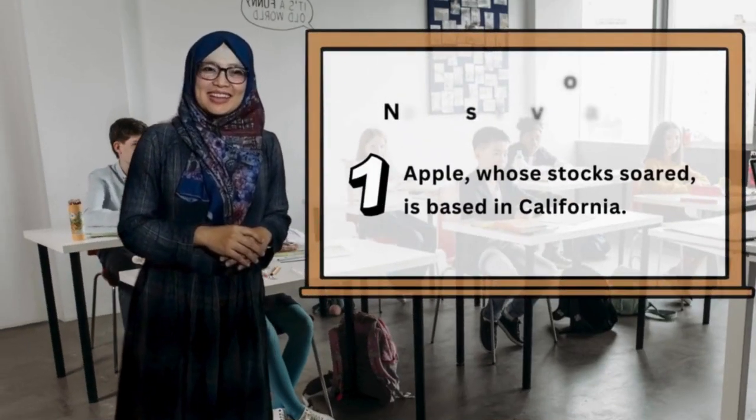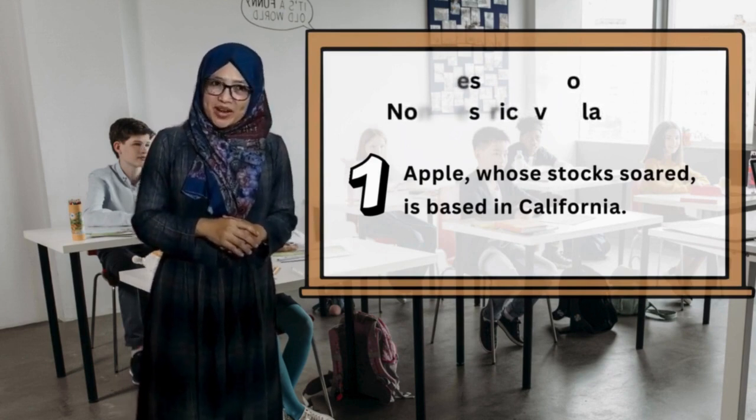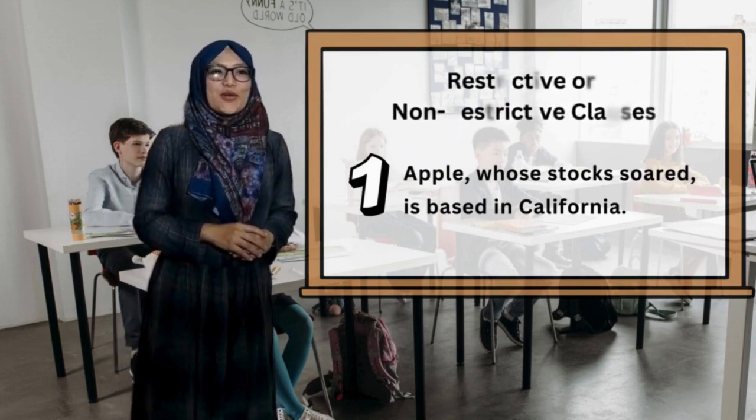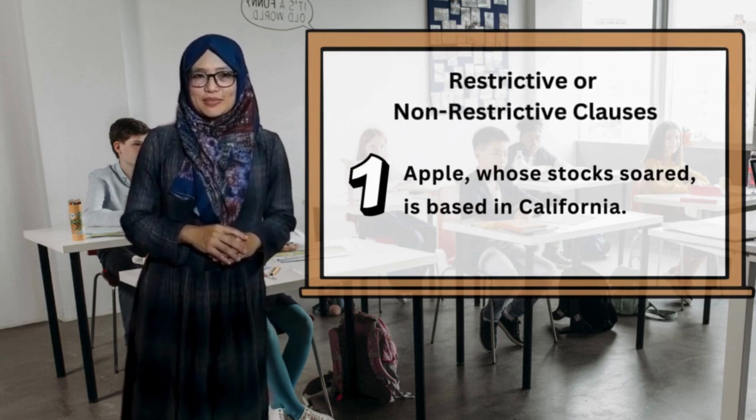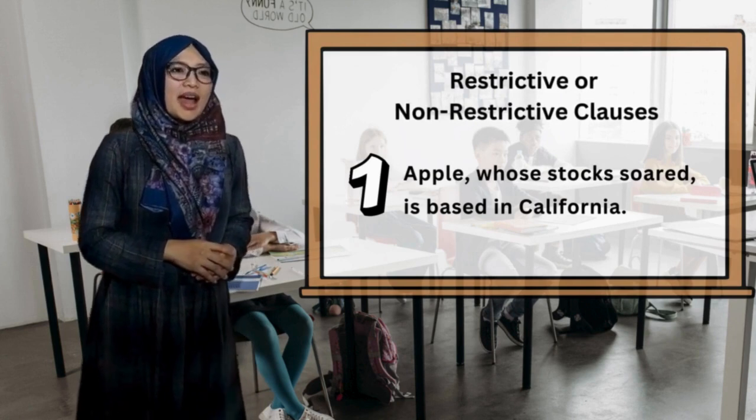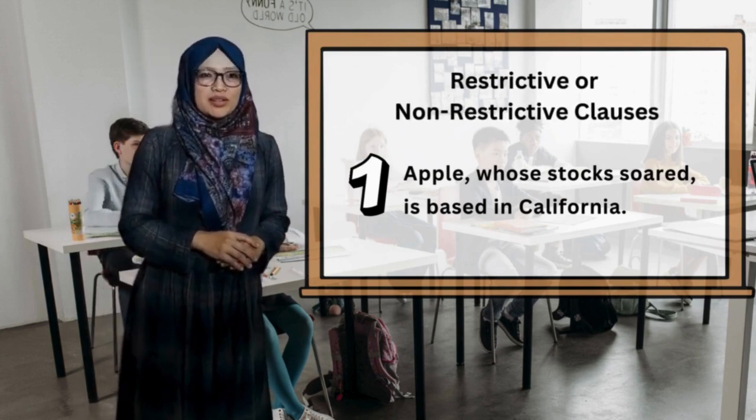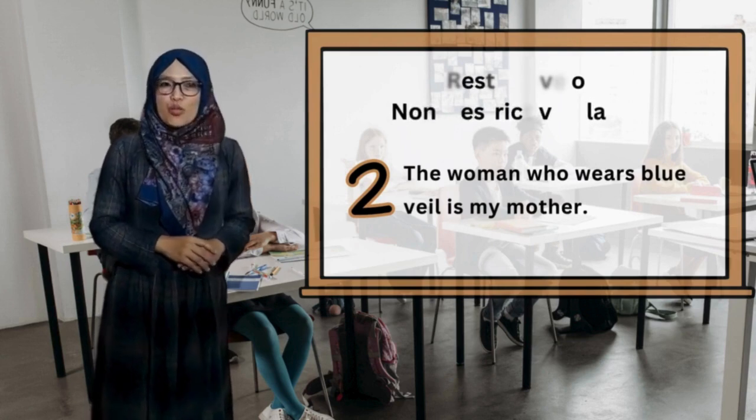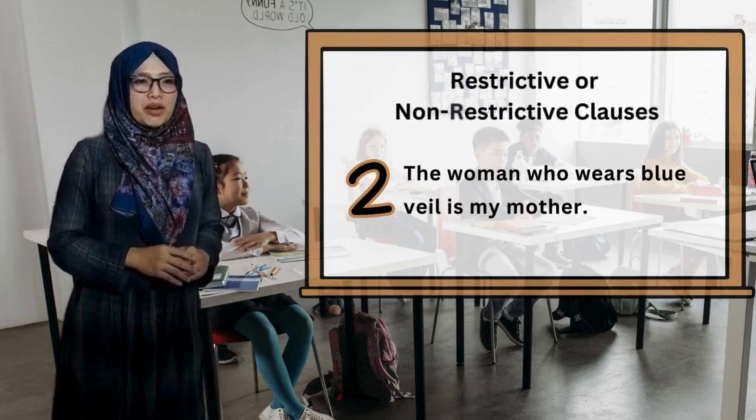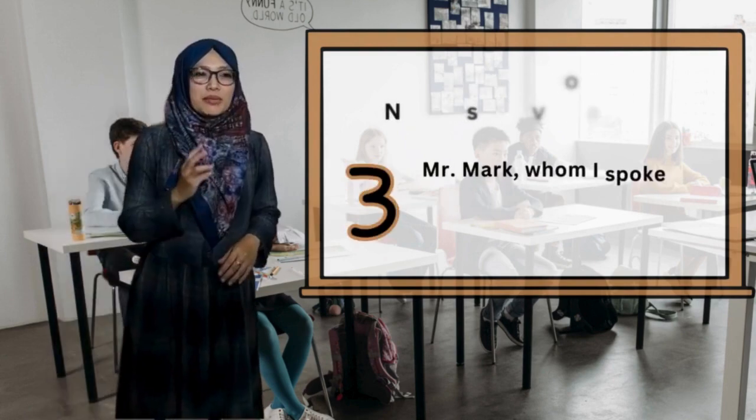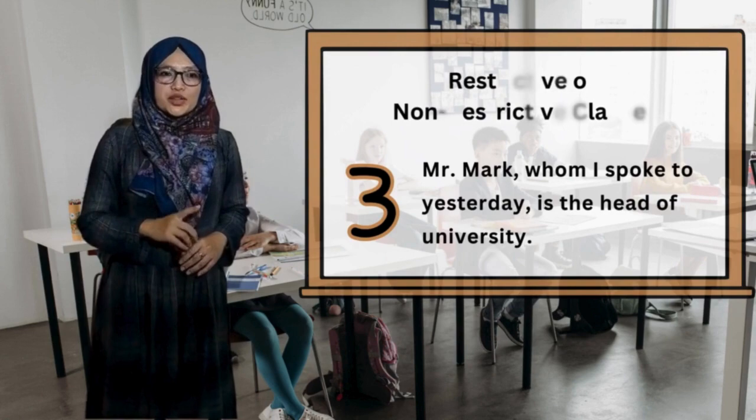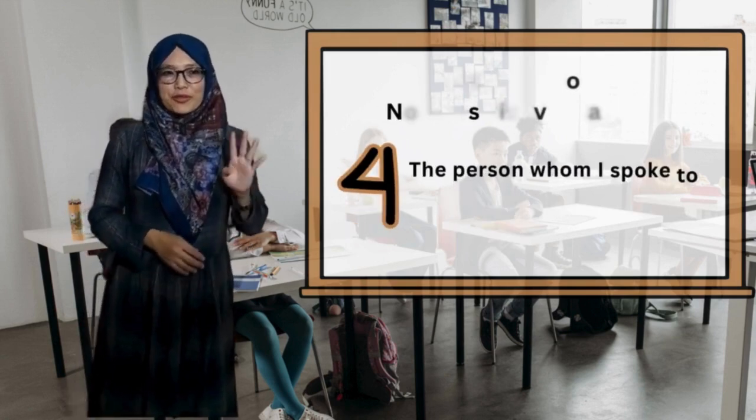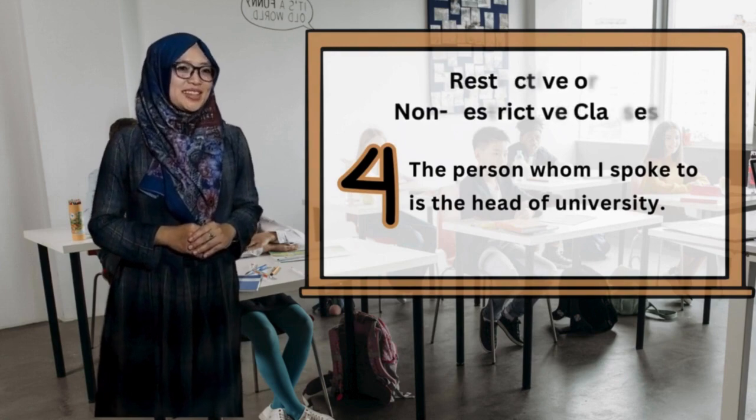Now, let's analyze these sentences. Which parts are adjective clauses and decide whether they are restrictive or non-restrictive clauses. Number 1. Apple, whose stock sort is based in California. Number 2. The woman who wears blue veil is my mother. Number 3. Mr. Mark, whom I spoke to yesterday, is the head of university. Number 4. The person whom I spoke to is the head of university.